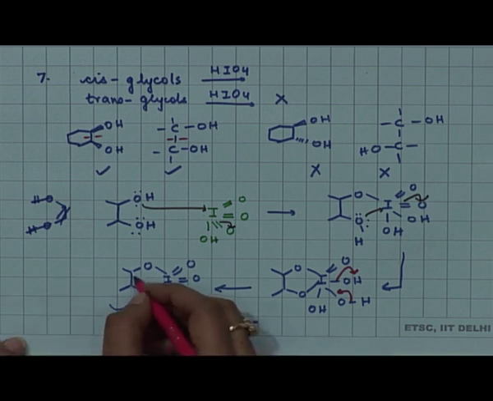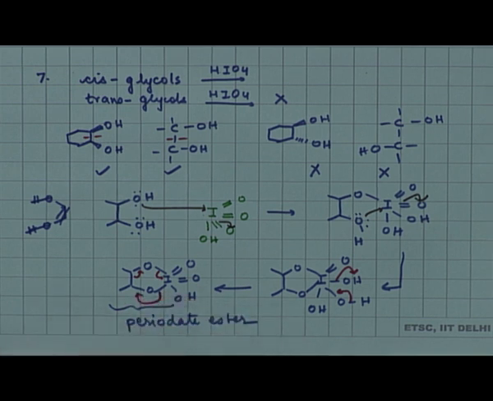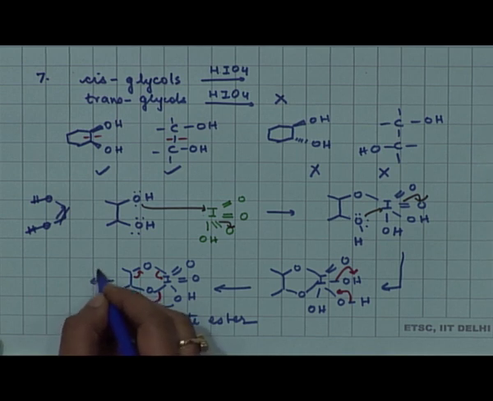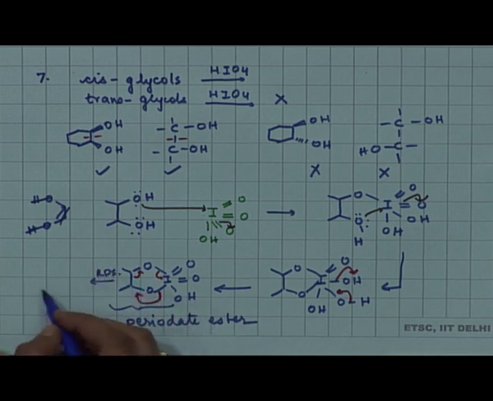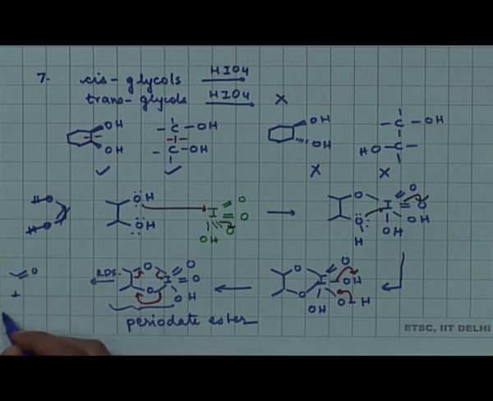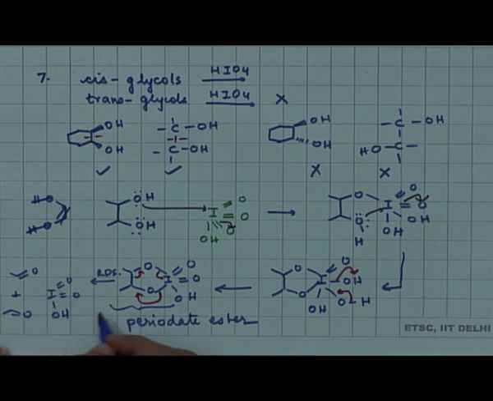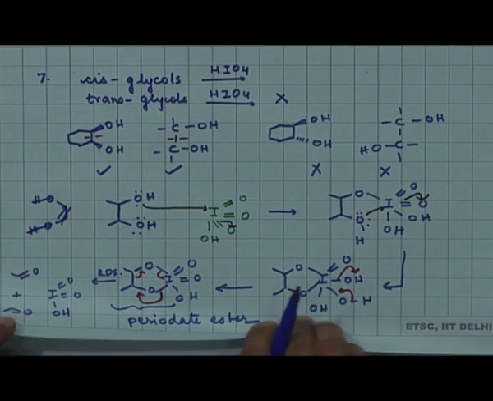and it is then the decomposition of this periodate ester. Okay. It is this decomposition of the periodate ester which is considered actually to be the rate determining step in the case of simple glycols, and it is this periodate oxidation which gives you finally your 2 carbonyls along with the formation of HIO3. So, this is considered to be the rate determining step when we are dealing with simple glycols.